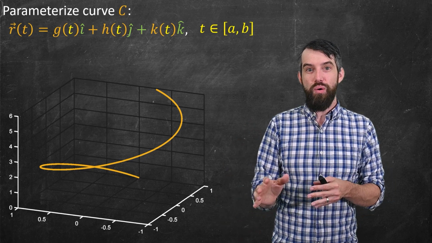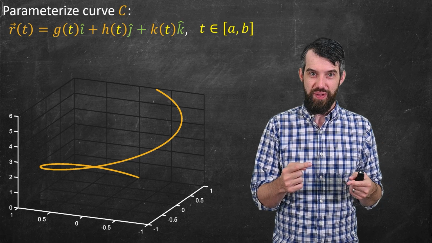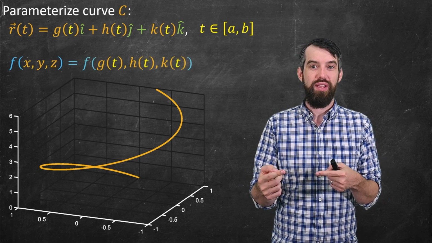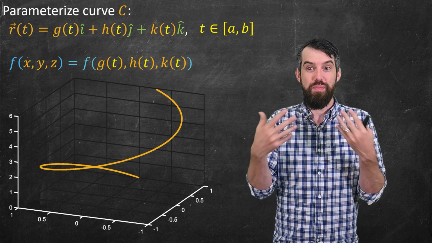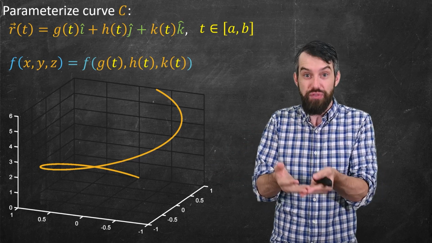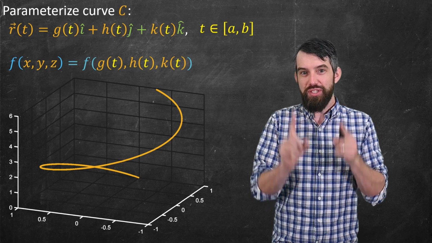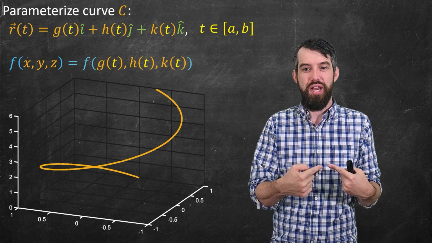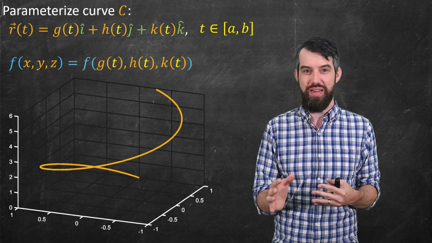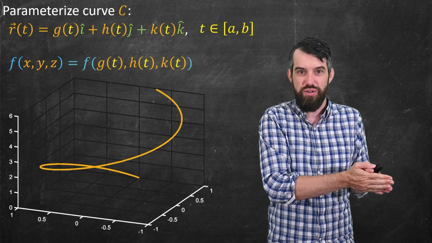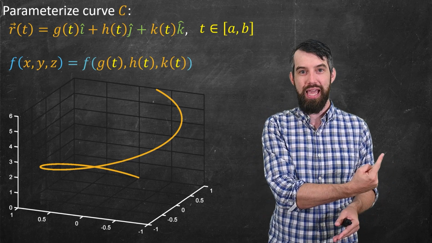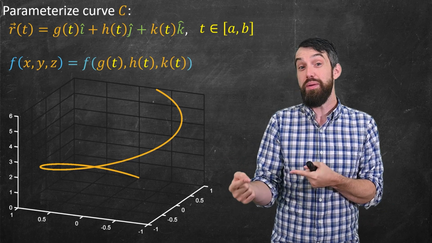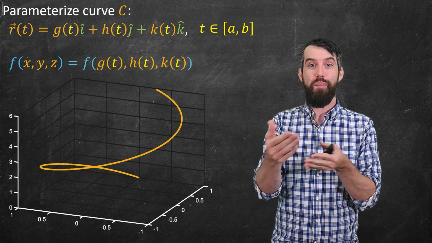Now, above this curve, I want to imagine that I have some function of x, y, and z, where if x, y, and z are described to be above this curve, I can put in f of g of t, h of t, and k of t. Now, there's an issue. I can't easily draw this function above this curve because I've run out of dimensions. When I first introduced line integrals and my curves were just down in the plane, my function could be some height above the plane. But now that my curves are three-dimensional, I don't know where to draw my function.